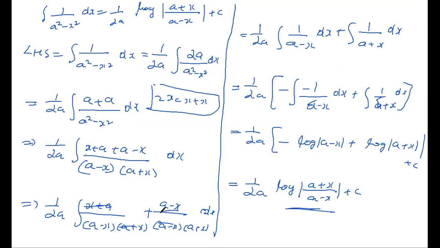Now your problem is that the differentiation of the denominator is not in the numerator. Why? The differentiation of a minus x is minus 1, and minus 1 is not there here. How do I bring it here? That 1 I'm writing as minus 1 into minus 1. Now the differentiation of the denominator in the numerator means I can write log of the denominator. That's a formula I taught in the last class. Plus, for a plus x the differentiation is 1. The answer will be log a minus log b, which means log (a plus x) divided by (a minus x) plus c is the answer.